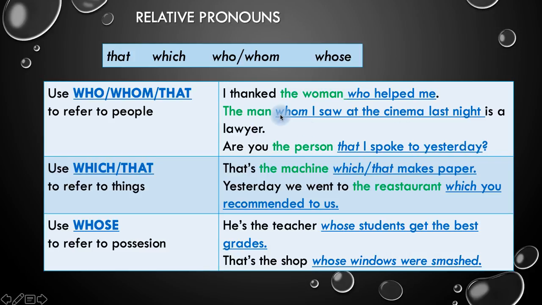Please remember that whom can be used only when it is the object of the relative clause. So we cannot use whom here, for example, because here who is the subject of the relative clause, not the object, okay? But who can be used in both positions. It can be used as a subject or as an object of a relative clause. We can also say the man who I saw at the cinema last night is a lawyer.